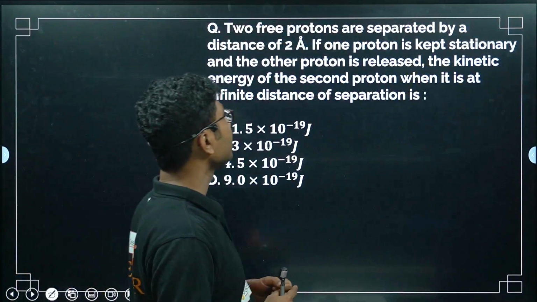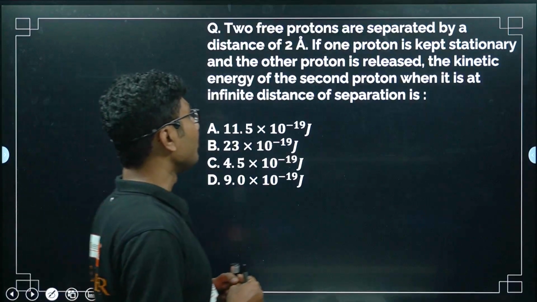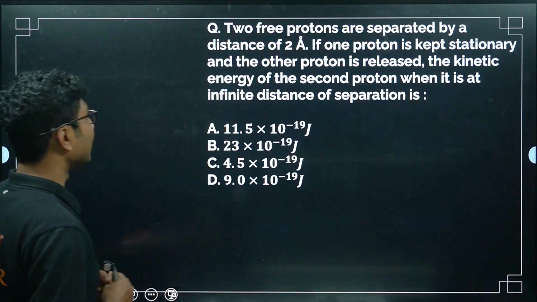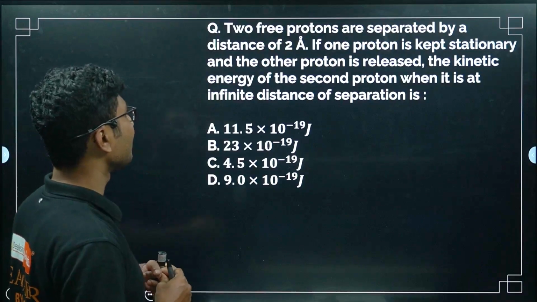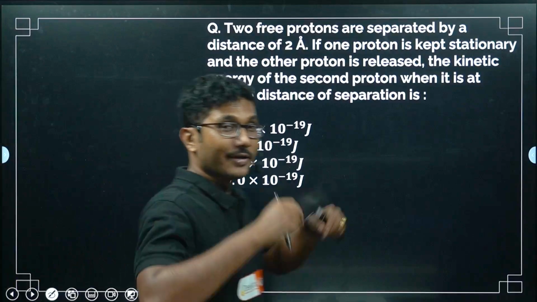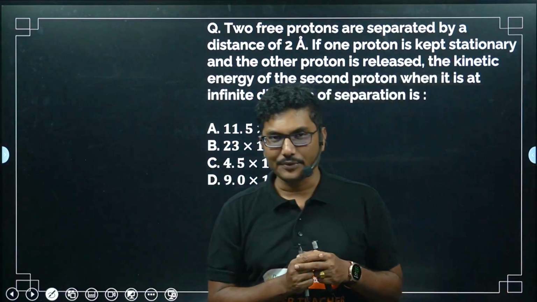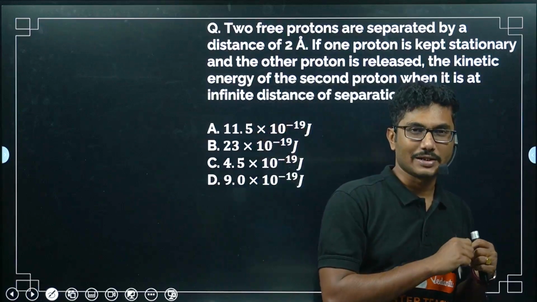Two free protons are separated by a distance of 2 angstrom. If one proton is kept stationary and the other proton is released, the kinetic energy of the second proton when it is at infinite distance from the separation is. Now this is exactly the same problem as the previous problem. If you understood the previous problem, you should be able to answer this question.